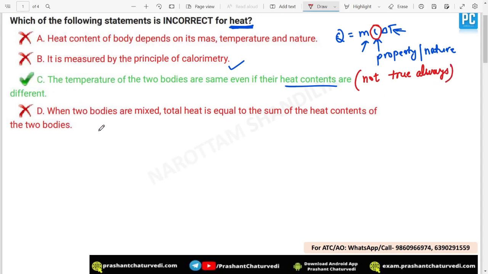Let us see the fourth option also. When two bodies are mixed, the total heat is equal to the sum of the heat contents of the two bodies. See, heat is simply energy, and energy can neither be created nor destroyed. The total heat will simply be the summation of the heat contents of both bodies, so it was again a very correct statement. That's why the only incorrect statement is option C, which we can directly conclude is wrong.